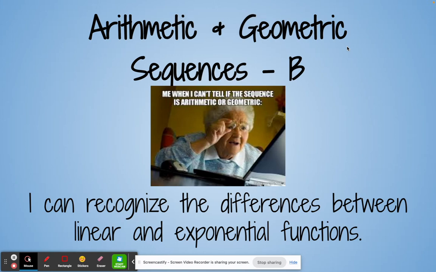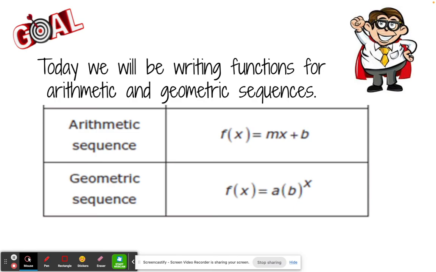Hi, today we're going to talk about geometric and arithmetic sequences. Again, we're going through the sequences B. We're going to recognize the difference between linear and exponential functions. As you recall, arithmetic sequences are f of x equals mx plus b. This is just slope-intercept form. And our geometric sequences are f of x equals a times b to the power of x.